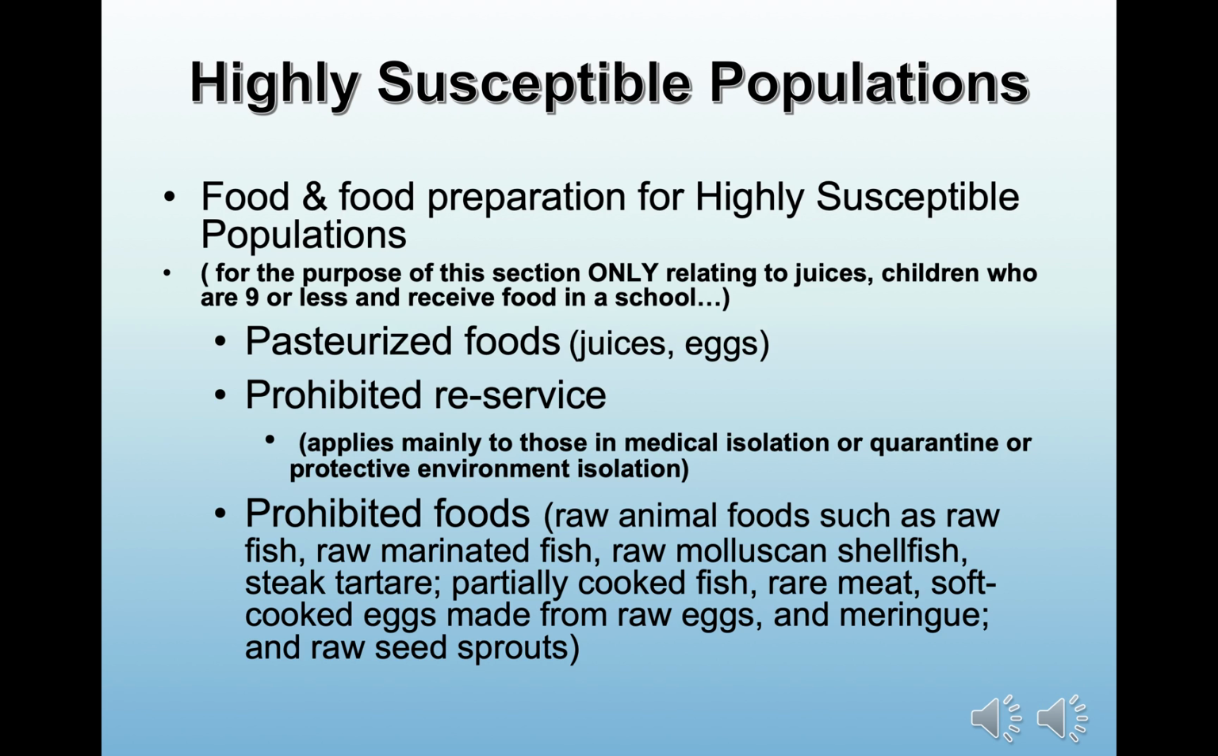All foods, such as juices and eggs, must be pasteurized, and raw foods such as raw fish, raw shellfish, raw eggs or soft-cooked eggs, and raw seed sprouts are prohibited. The reservice of foods is also prohibited. Prohibiting reservice food mainly applies to those in medical isolation or quarantine. An example of reservice may be that an open package of crackers may not be served after the initial meal when the package was opened.